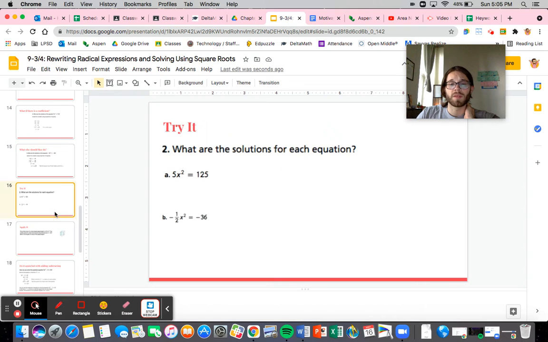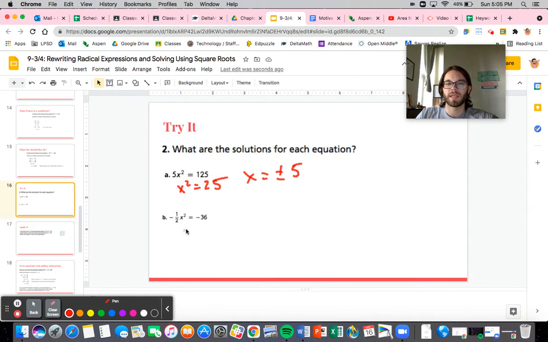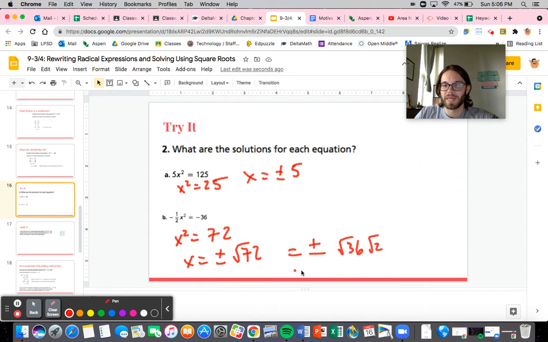All right. So, for example, if you have something like this, divide by the 5 first, you get 25. So you get x equals plus or minus 5. Now, with something like this, multiply both sides by negative 2. That'll cancel that. You'll get x squared equals 72. So x is going to be equal to plus or minus the square root of 72. Well, conveniently, I already know that 72 is 36 times 2. So that is equal to plus or minus 6 root 2. The more you deal with these, the faster you get at them.